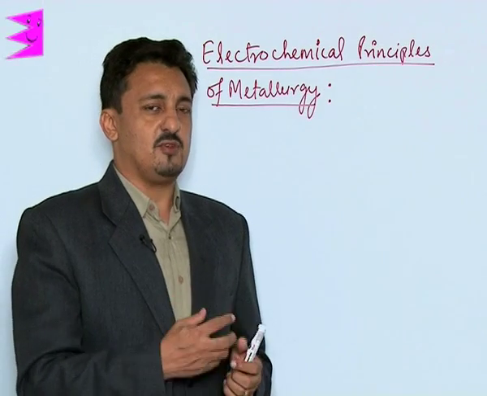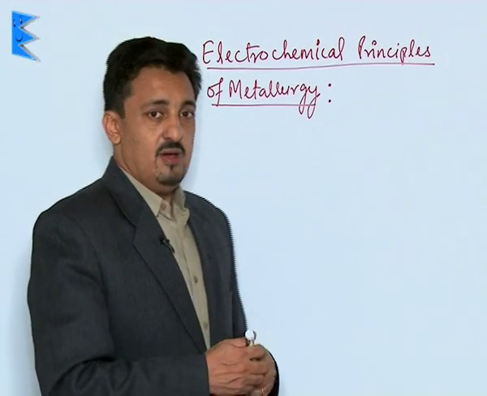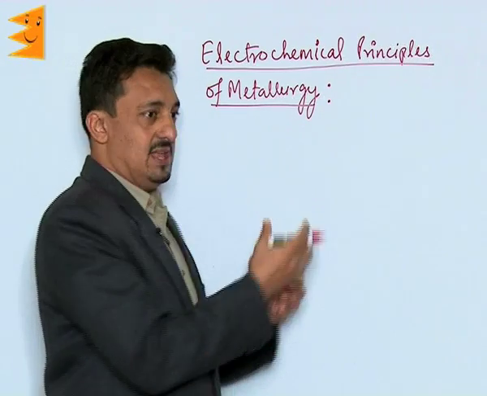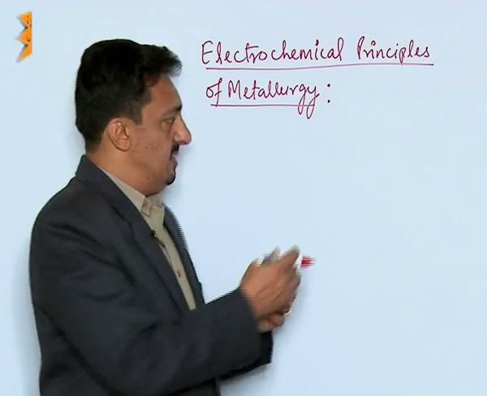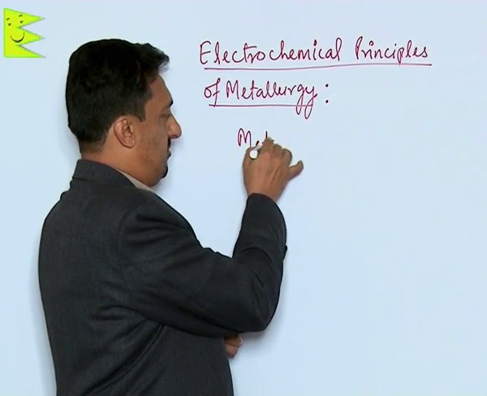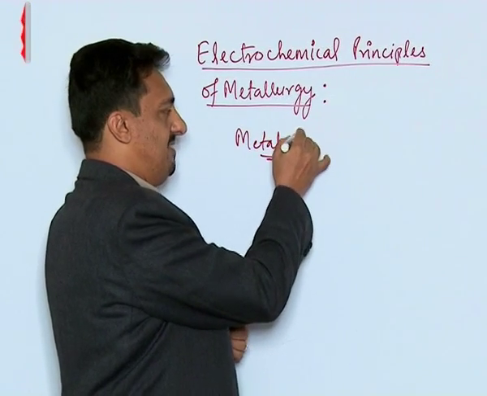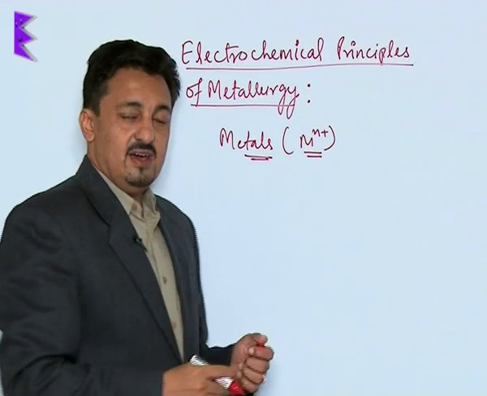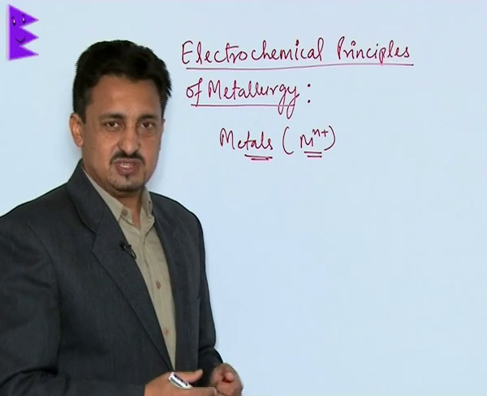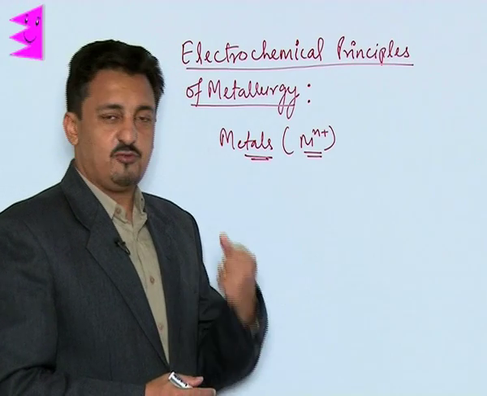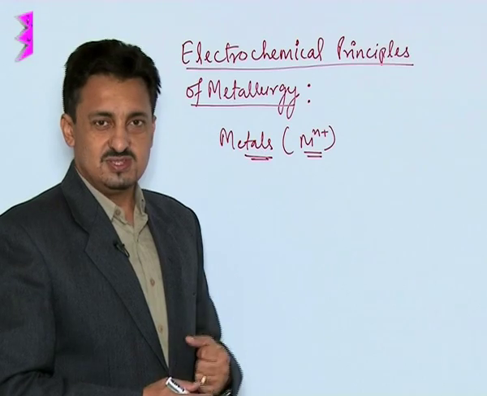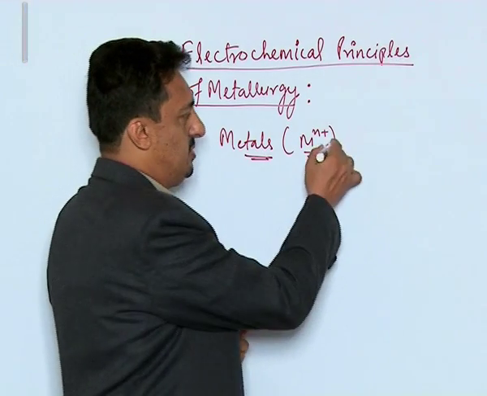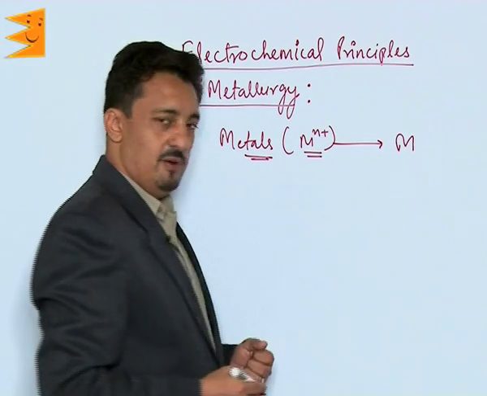Now, in case of the electrochemical principle, what we emphasize is that there are situations in which metals are present in the form of their ions, or oxidized state, in solutions or in the aqueous state. They are to be taken out from that solution state. So, when they are present in this oxidized state, they are to be reduced to their metallic form.